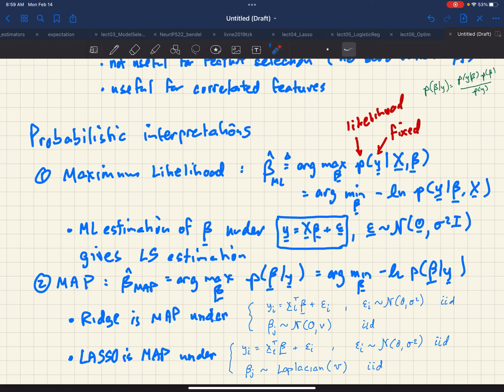When we go to MAP, we have one extra thing we can choose, which is the distribution of the betas themselves. So now we have two different things. We can choose the data distribution and the parameter distribution, and we can use both in our fitting. This is super important, so I'm glad you guys are asking these questions.